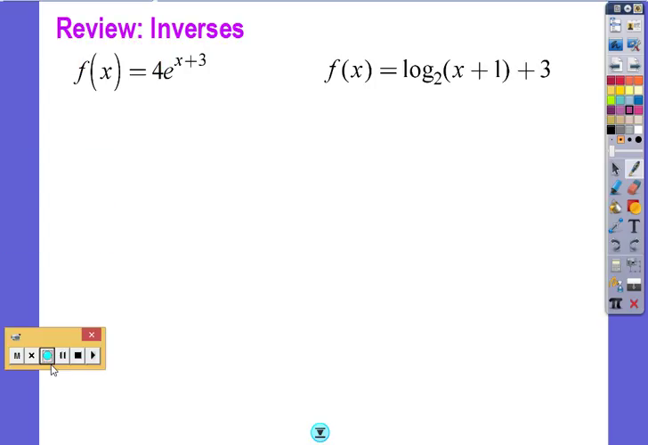Hello, we're going to start with a little review exercise. I would like you to use what you remember about finding inverses to try to find the inverse functions for both of these.